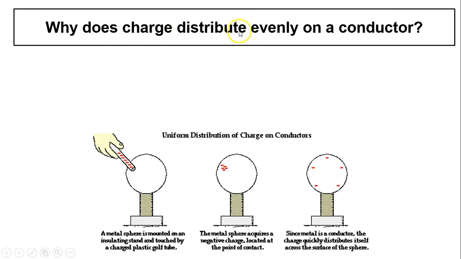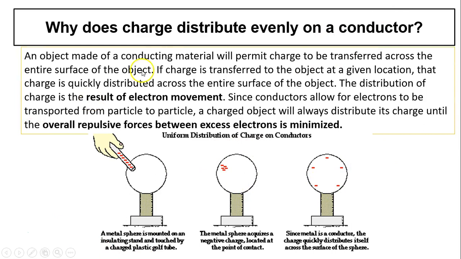So why does charge distribute evenly on a conductor? We know the electrons can move. Why does it move evenly? So this is why. An object made of conducting material will permit the charge to be transferred across its entire surface. If charge is transferred to an object at a given location, that charge will be quickly distributed across the entire surface of the object. The distribution is the result of electron movement. It's not protons, only electrons can move.